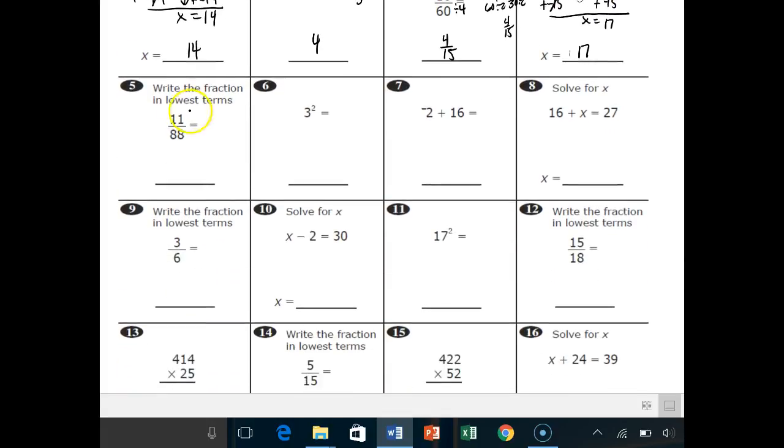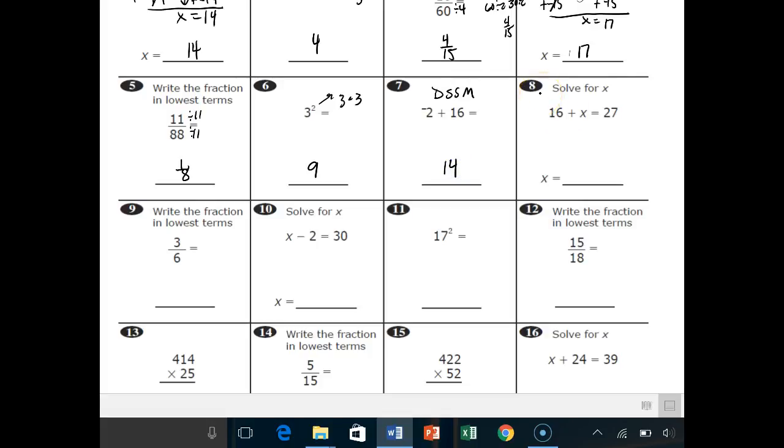Next row, you have 11 over 88. So this is simple. Divide by its greatest common factor, which is 11. You get 1 over 8. 3 to the 2, there it is. Really means 3 times 3, not 3 times 2. So that's 9. Negative 2 plus 16. This is a different sign. Subtract and keep the sign of the one that we have more of. We have more positive, so 16 minus 2 is positive 14.